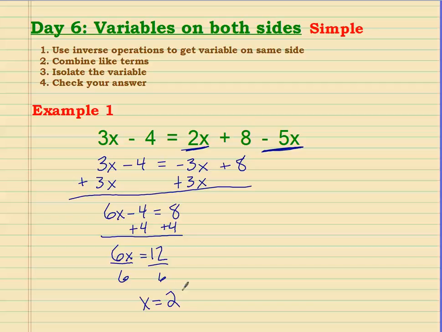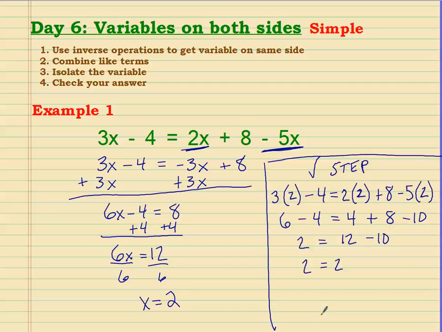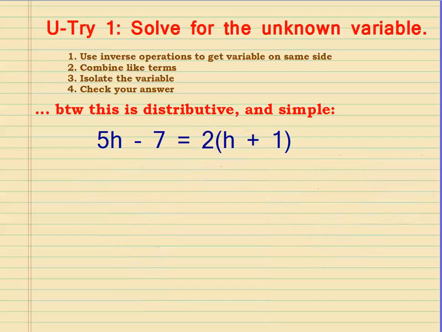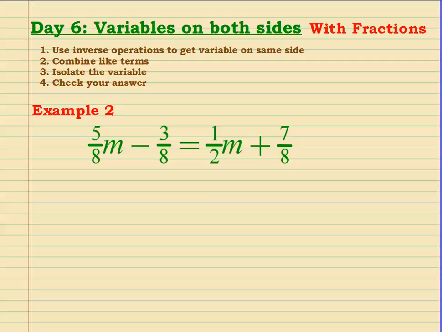Now I'm not done until I check my answer, so I'm going to pause it and go through the check step. And I have the check step written down. Looks like everything's good. So now I'm going to ask you to do the u-try. And this u-try is a distributive and a simple. Variables on both sides. All right, the next example here is an example with fractions.